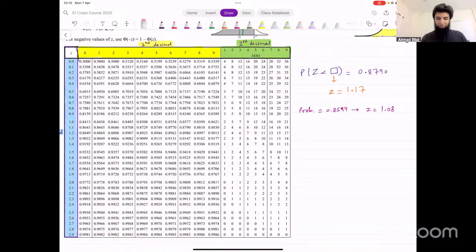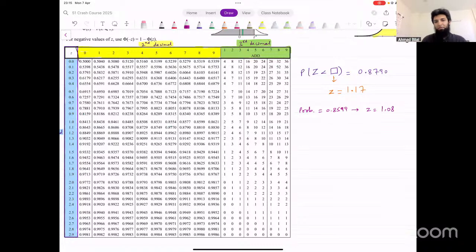Okay, so let me actually just write something here and that will make it clearer. Okay, thank you. So the probability is 0.8599. The corresponding z value was this. What if we had some other probability?